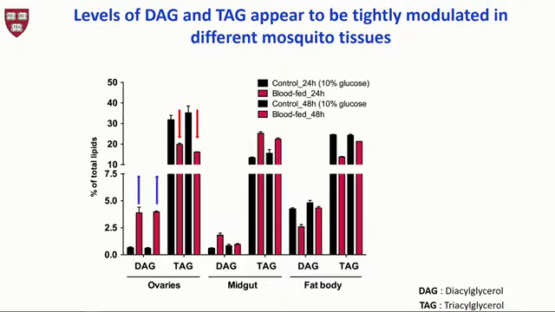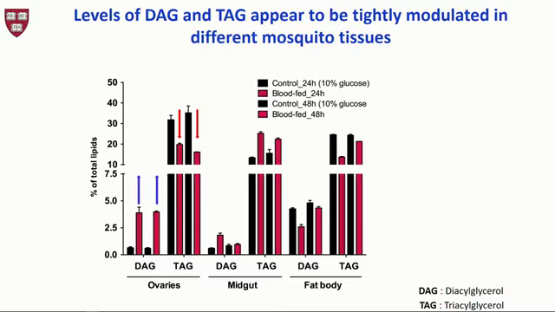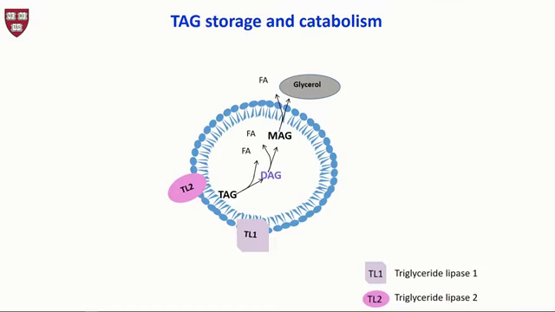So this sort of suggested to us that perhaps there could be a lipolytic machinery that is breaking the triglyceride to produce diacylglycerol. And so we looked into the Anopheles gambiae genome to see if there exist any triglyceride lipases that could be mediating this process. And what we found is that there are two lipases, which I name here triglyceride lipase 1 and 2.